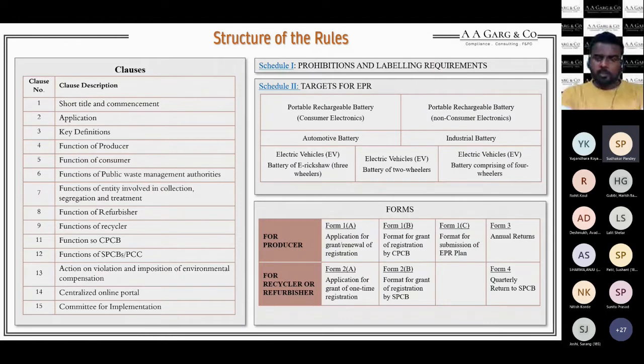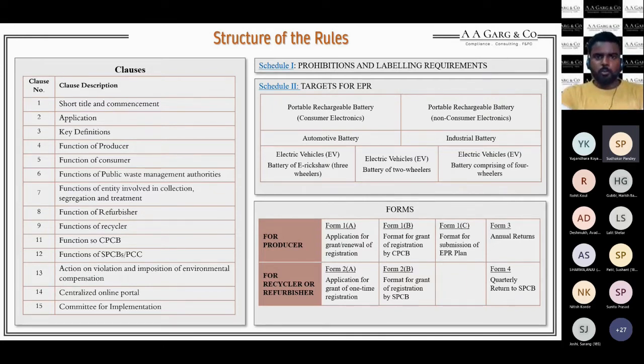Also, the fourth component of the rule is related to the grant of registration, applying, the submission of the EPR plan, and annual returns. These are given for the producer as well as for the recycler, but the forms are separate for the producer and for recyclers and refurbishers. So this is the basic structure of the rules.